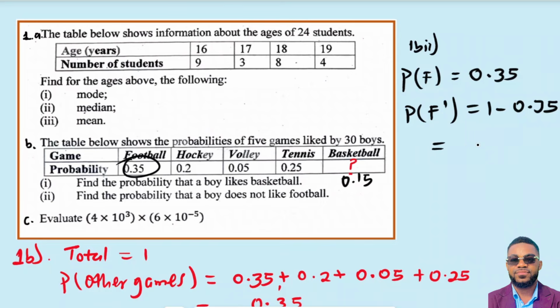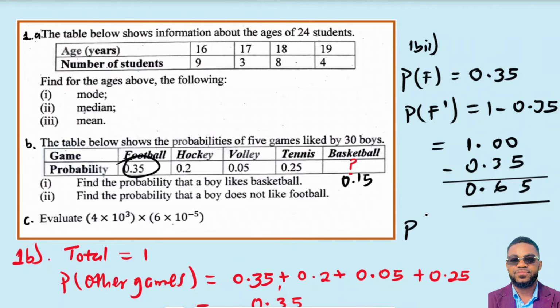So let me do the subtraction. So you have 1.00 minus 0.35. So subtract. Here is going to be 10. 10 minus 5 is going to be 5. Here remains 9. 9 minus 3 is going to be 6. Point. Here remains 0. So 0 minus 0 is 0. So that's the probability. So P of F prime, that is not football, is equal to 0.65.